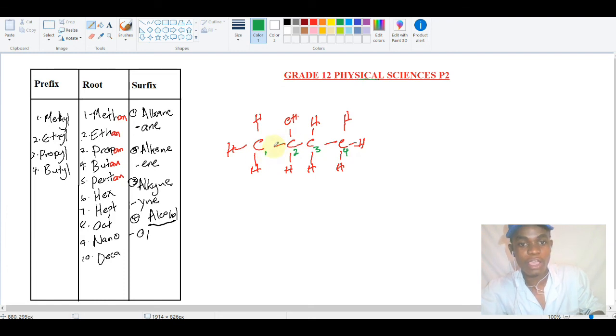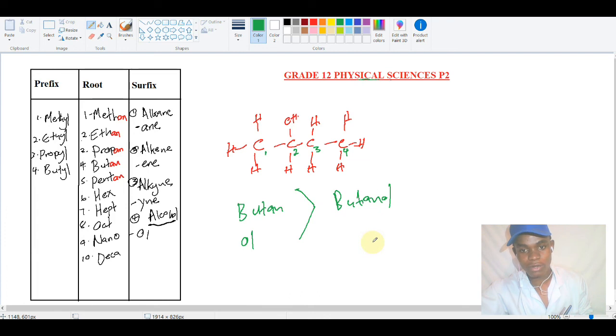So now we need to deduce the name. When it's an alcohol, the root is butan. And when it's an alcohol, the suffix is -ol, so it ends with ol. Does this mean our name is butanol? No, the name is not butanol, because we had that one with the OH at the beginning. So you mean those two compounds are the same? No, they are not the same, guys. Such compounds, we call them isomers.